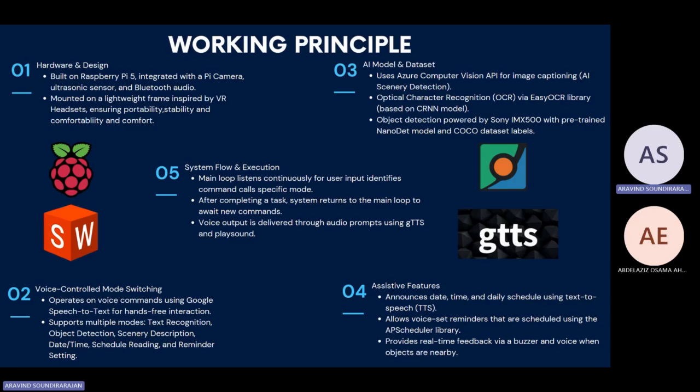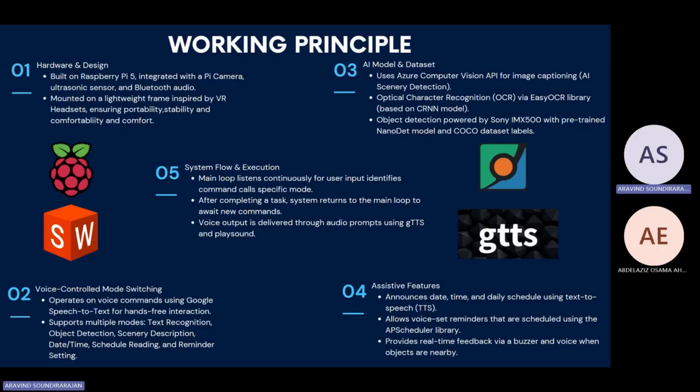Then the fourth is assistive features. So we wanted to add small assistive features to assist them in their daily life. For example, checking date and time, checking their schedule, and also setting reminders. Who knows? Maybe an elderly person might have the habit of forgetting things. So having a reminder feature that helps her or him to set reminders, for example, taking their medicine or going to bed early and so on.